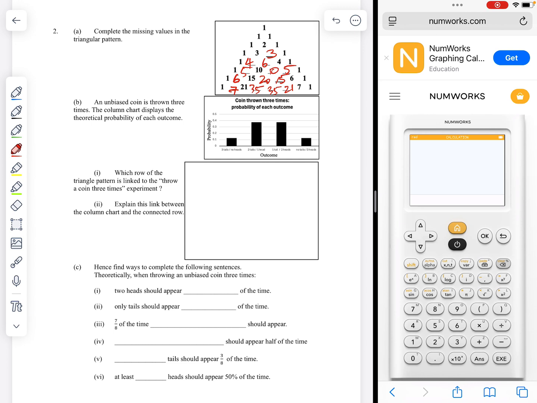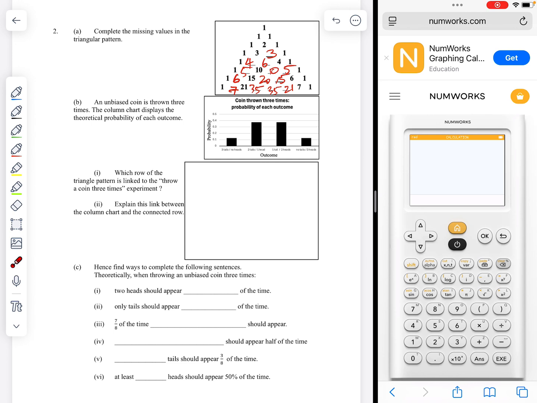B. An unbiased coin is thrown 3 times. The column chart displays the theoretical probability of each outcome. Now, we've seen before that there are 8 outcomes, but if we label them in this way, we end up having 4 categories. We have 3 tails, no heads, 2 tails, 1 head, 1 tail, 2 heads, and no tails are all heads. We can also see that these 2, it looks like it's just above 0.1 for a probability, but equal. Here we have just under 0.4 probability, but again equal.